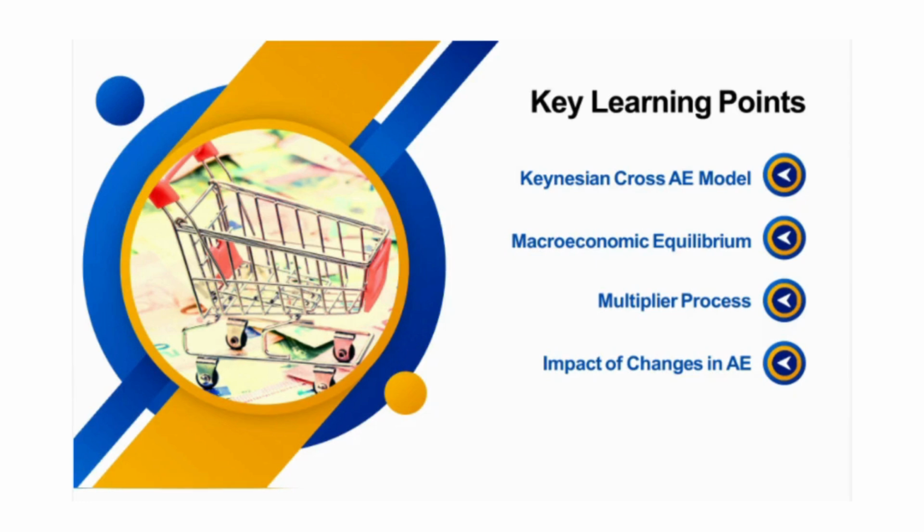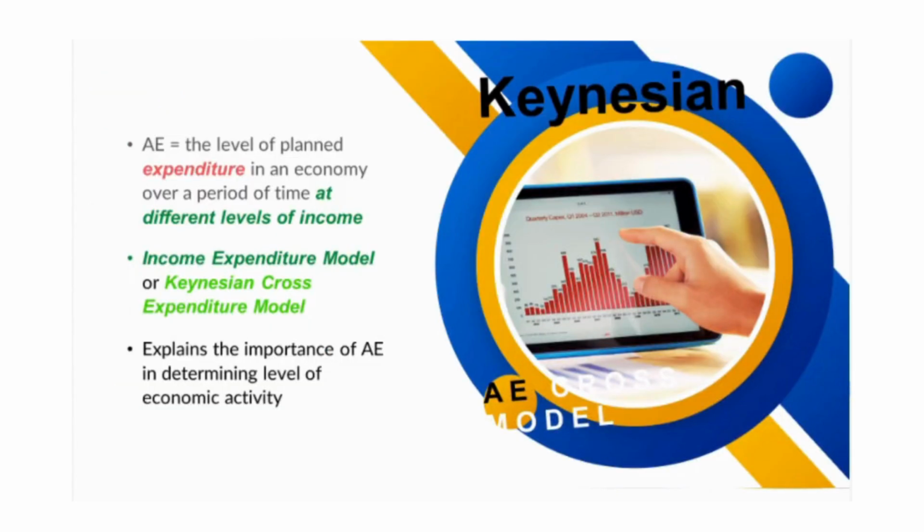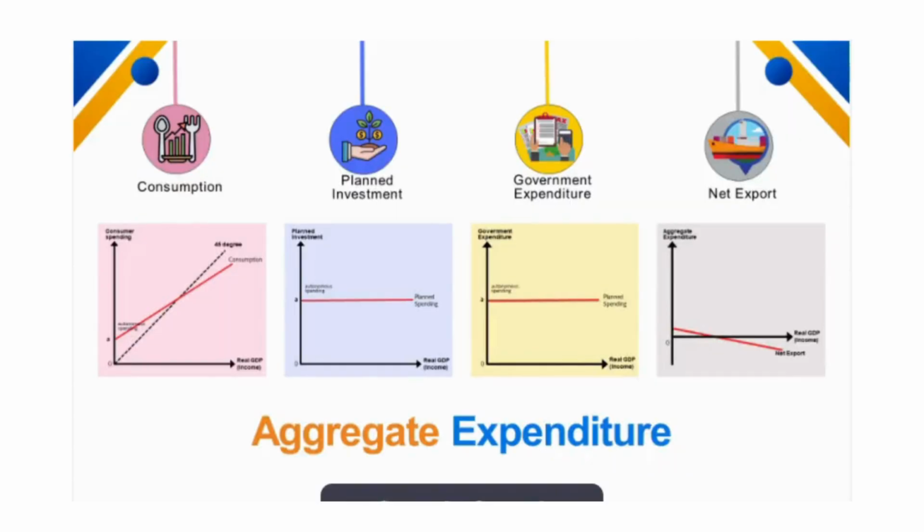the impact of changes in aggregate expenditure, A, which represents the total planned spending in an economy at various income levels. The Keynesian cross-expenditure model helps us understand the importance of A in determining economic activity. Aggregate expenditure is composed of consumption, planned investment, government expenditure, and net exports. Each of these components plays a vital role in shaping the economy.